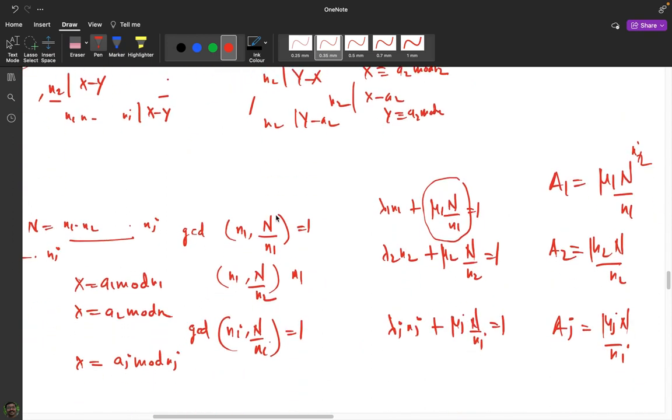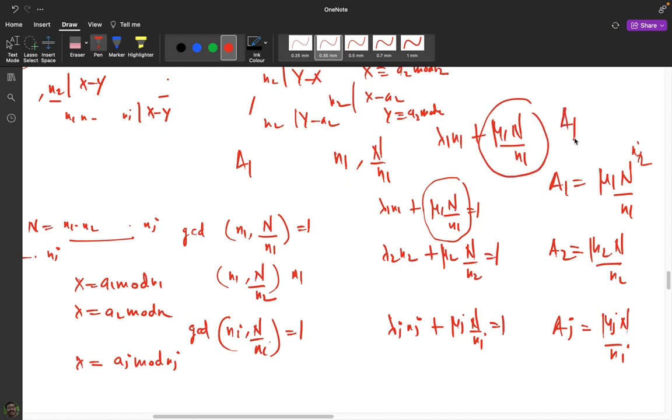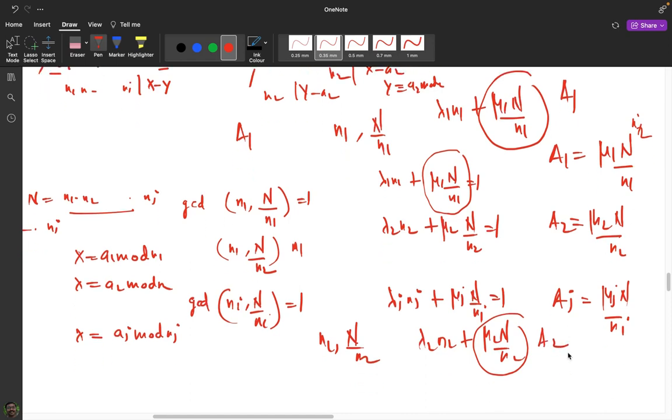So basically, for defining my capital A1, first go for the first equation, that is your n1, and consider n1 and N by n1. Since the GCD is 1, you have to find numbers lambda 1 n1 plus mu 1 N by n1. This quantity will be your A1. How will you construct A2? Go to the second one, n2 and N by n2. Since they are relatively prime, I can find lambda 2 n2 plus mu 2 into N by n2. You have to find mu 2. From this I will be getting my A2. So this is how you construct the solution.